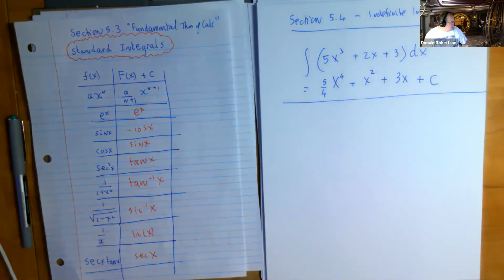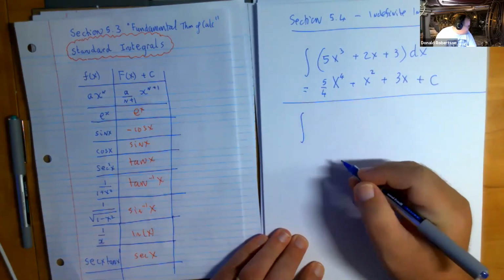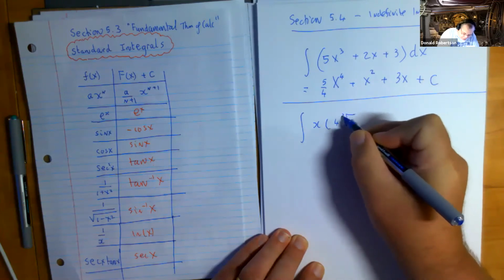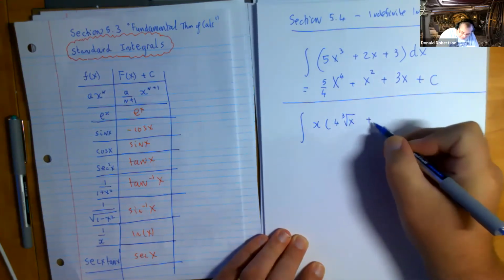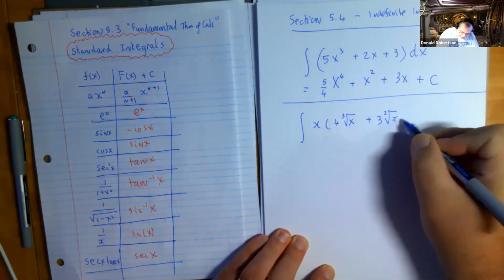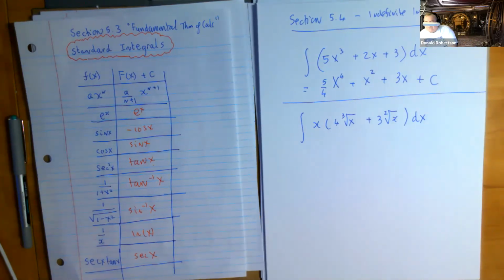So here goes. I want to find the antiderivative of x, 4 times the cube root of x plus 3 times the square root of x. Now this isn't new, we have tackled this, but this is just a harder version of this, okay?